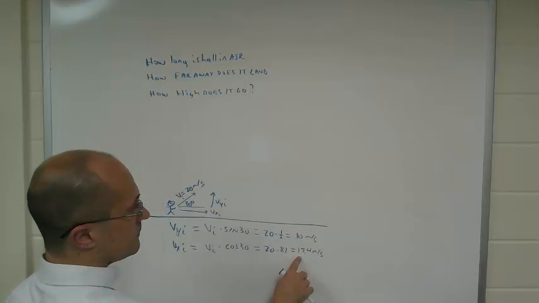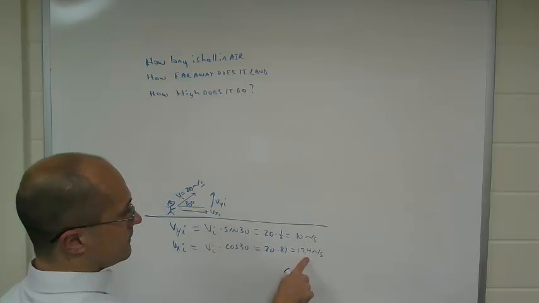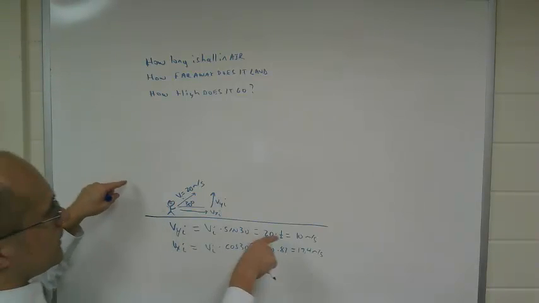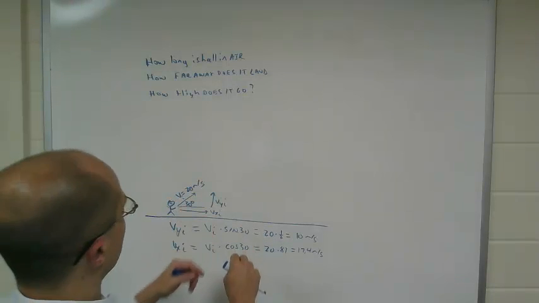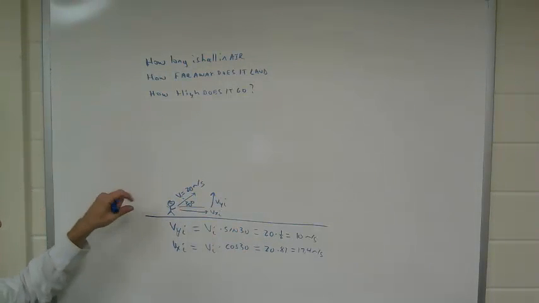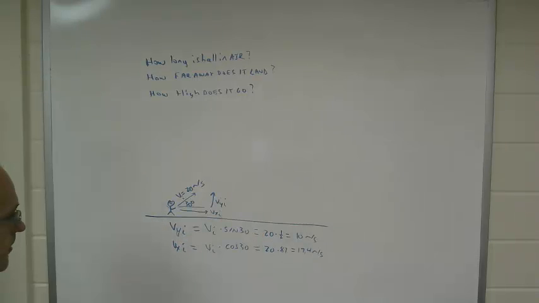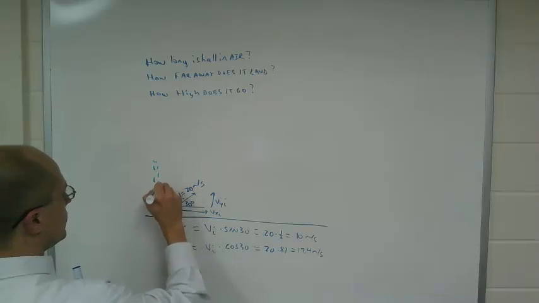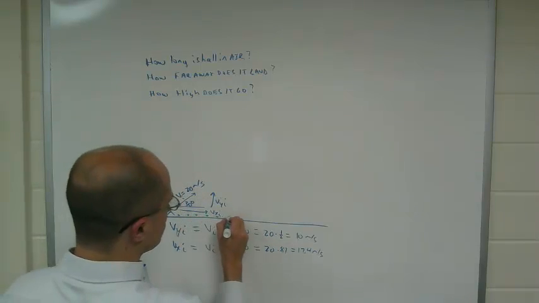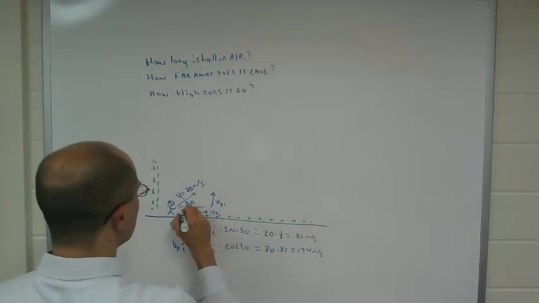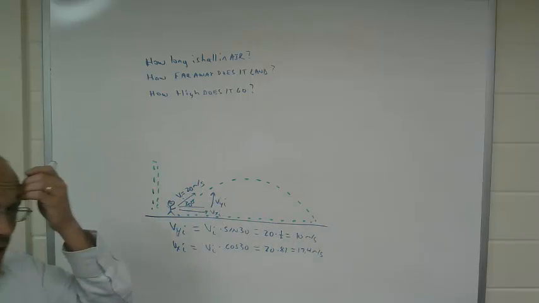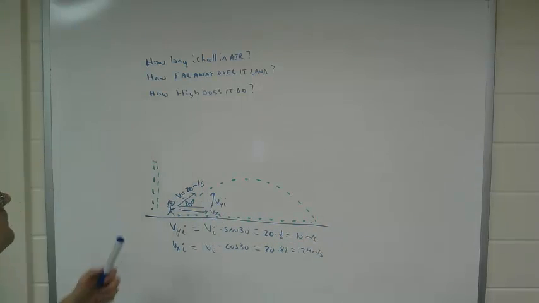We see that we have an initial in the y and an initial in the x. And then we're going to use our equations because it's two independent motions mapped together. And the one thing that will always link our two independent motions is time. Remember, in the y, this is like something's going up and then coming down. And then in the x, it's just moving along. And when you put those two together, you get something like that. How long is the ball in the air? How far away does it land? And how high does it go?